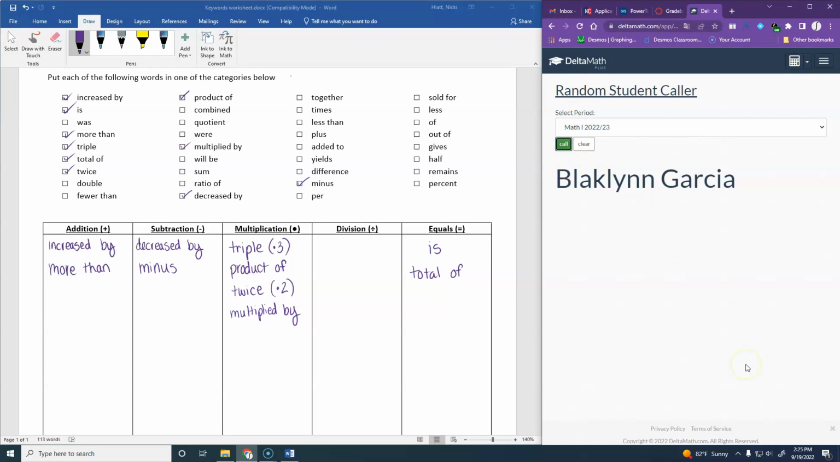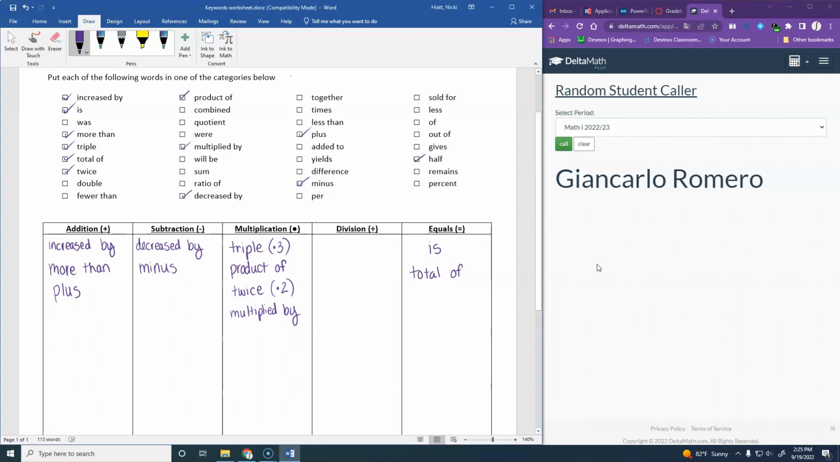All right, Blakeland? Plus. Good. Where's that one go? Addition. Very good. Where's it at, though? Why am I not seeing it? There it is. Plus. All right. Giancarlo? Half will be division. Where's that at? There we go. Specifically, what are you dividing by if you are doing half? 2.